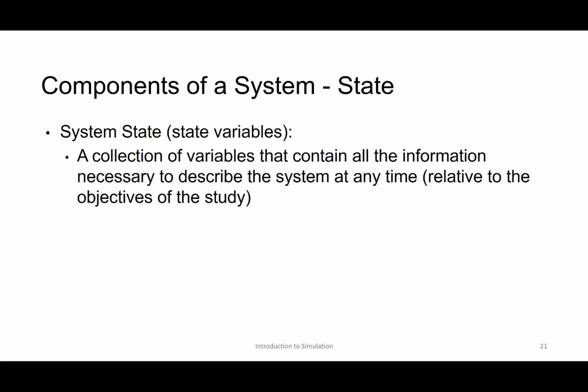State variables are a collection of variables that contain all the information necessary to describe the system at any time. In our example again, the possible state variables could be the status of the drill press. It could be busy, idle, or down, or it could be the number of parts waiting.